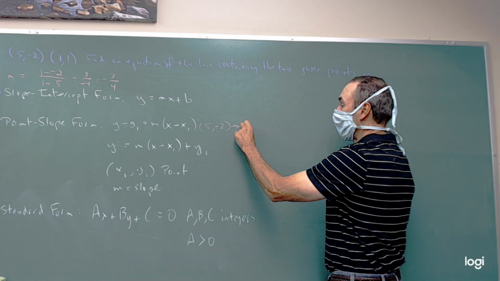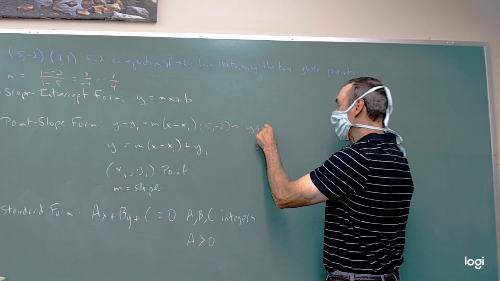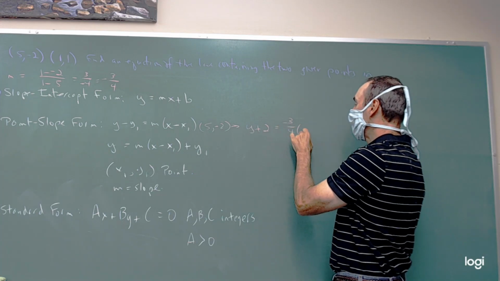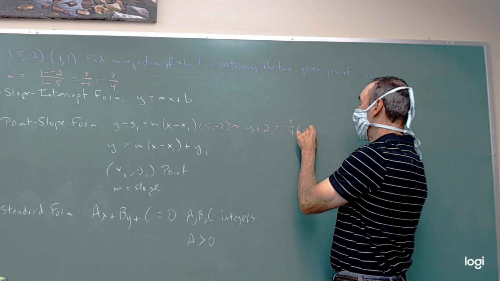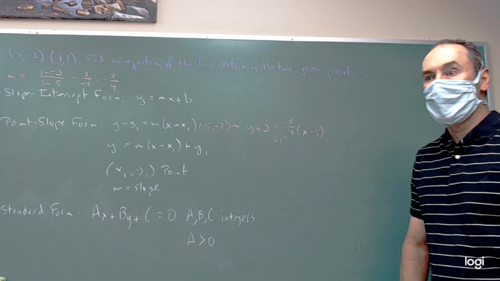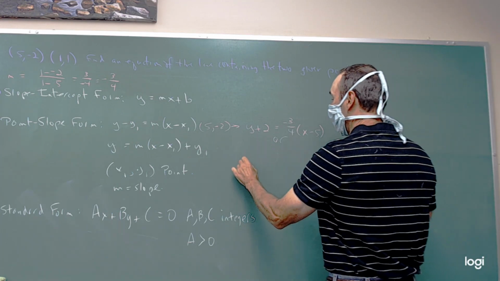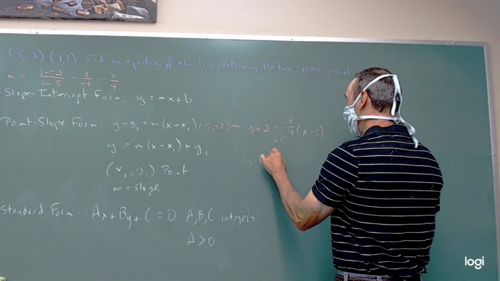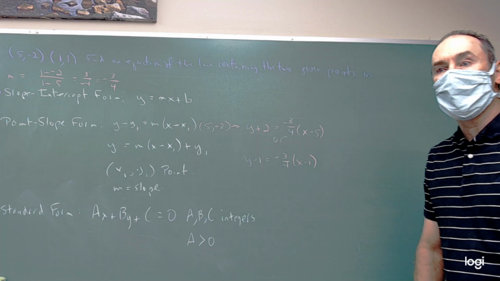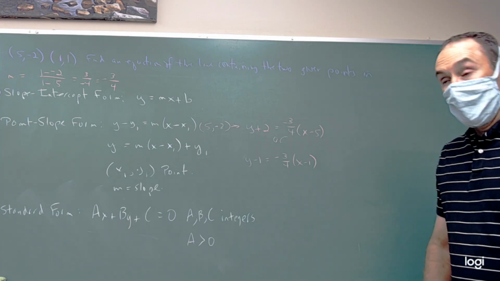So what's that gonna look like? Y plus 2, good, is equal to -3/4. Good. x minus 5. Okay. So that would be correct for the first part, but you could have used the other point as well. Okay, and then you would have gotten y minus 1 equals -3/4 times x minus 1. So either of those would have worked. Is that okay?